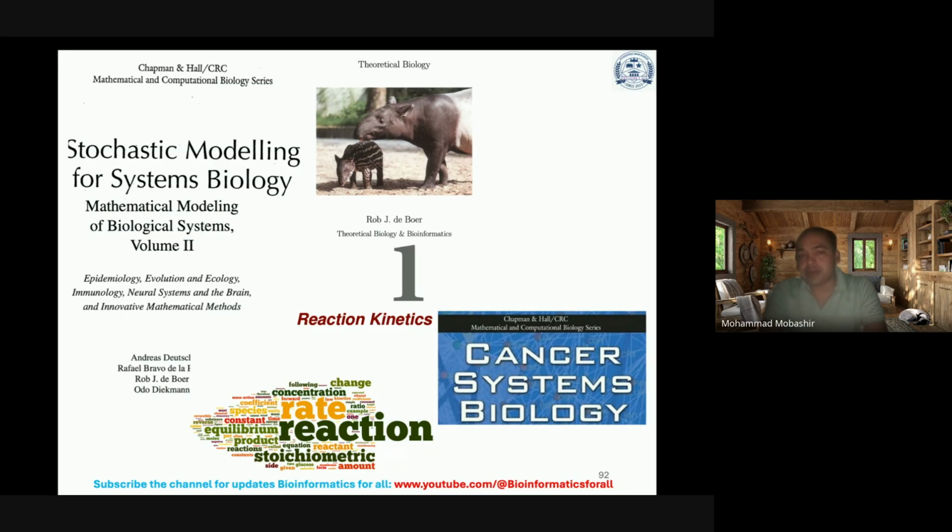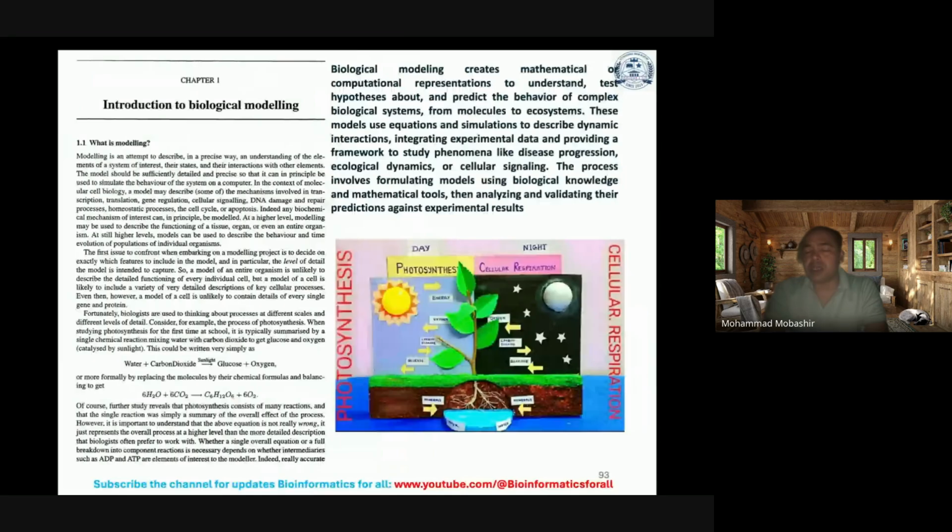Now, the chapter which I'm going to cover here is biological modeling. So basically, you need to understand what modeling is and what the objectives or aims of this modeling are. Biological modeling is basically an attempt to describe in a precise way the understanding of elements of the system of your interest, their states, and their interactions with the other elements.